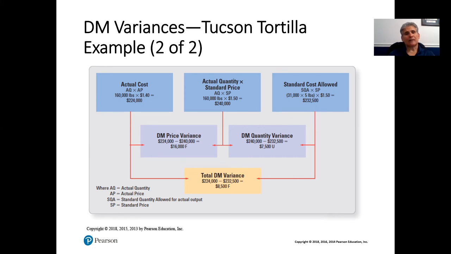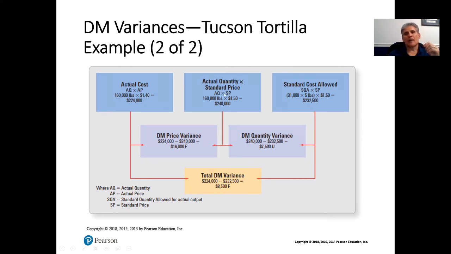Okay, now we have the base amounts we can compare. We're going to compare 224,000 to 240,000. That difference is $16,000 favorable. If we have $16,000 favorable, that accounts for some of it.